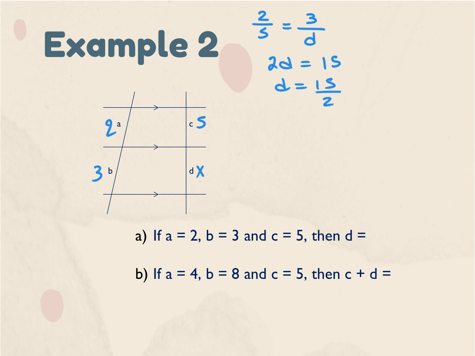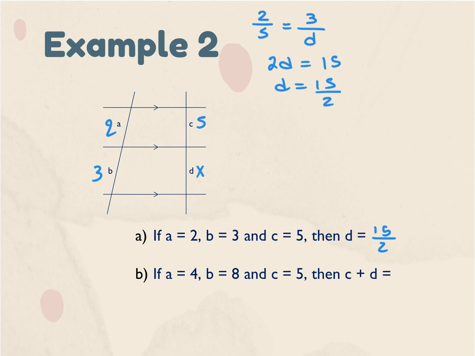Which, that's fine, that's the answer. You can either leave it like this, 15 over 2, or simplify to 7.5. Honestly, I am okay with this version of fraction. I will never take points off for an improper fraction, guys. You can honestly leave it like this.